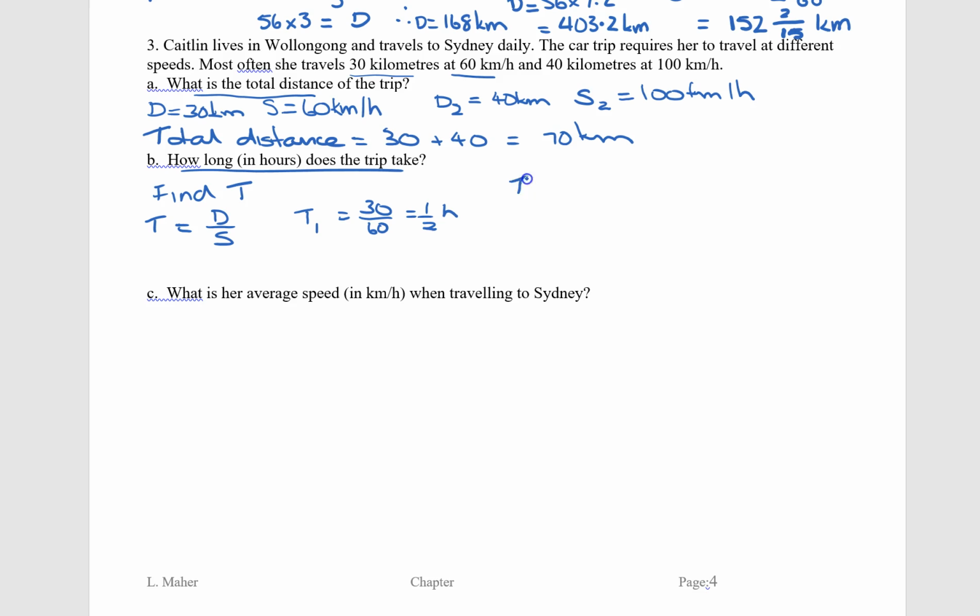She will have a second period to consider. And we look at the second distance, which is 40, and her speed is 100. And that is 2 on 5 hours. Therefore, the total time is equal to a half plus 2/5 of an hour. Let's get the calculator up.